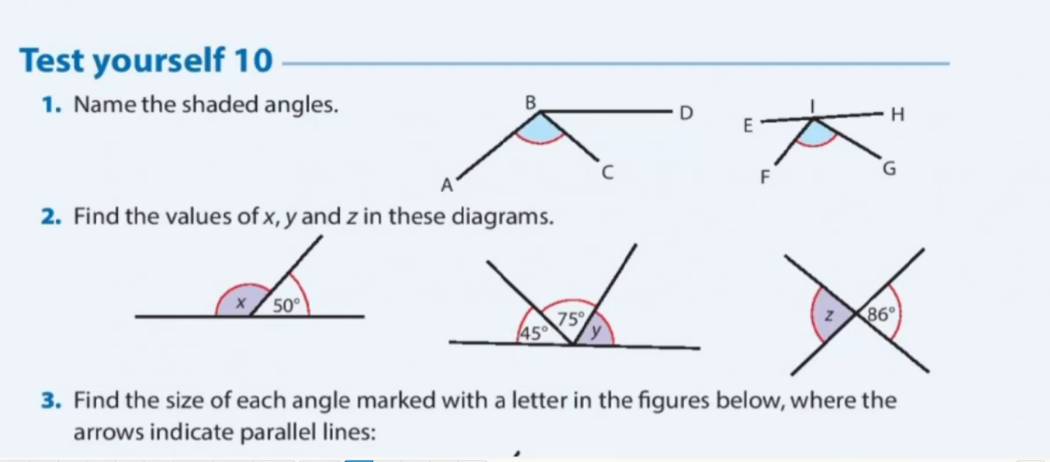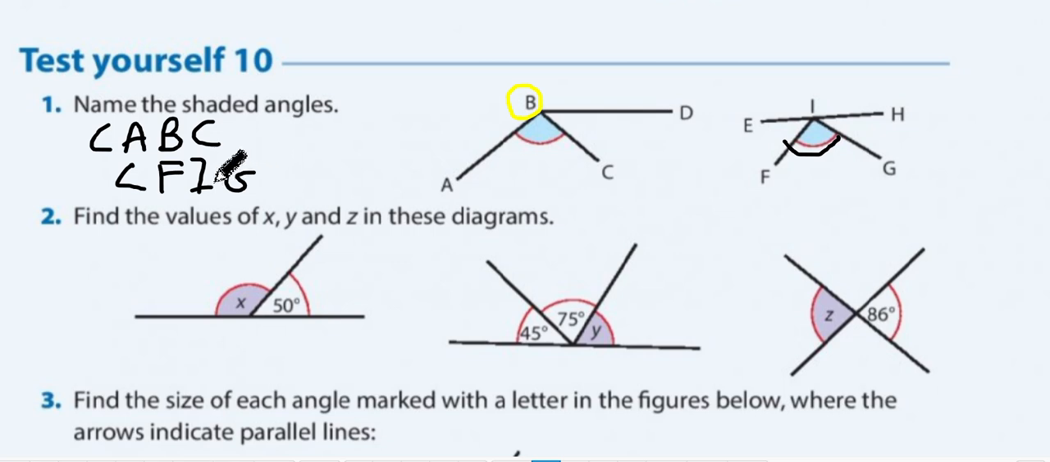The shaded angle. Well, the important thing is the middle part, yeah? So this is the angle A to B to C. Angle ABC is the first one. Next one. Middle letter is the most important. Angle F to I to G.